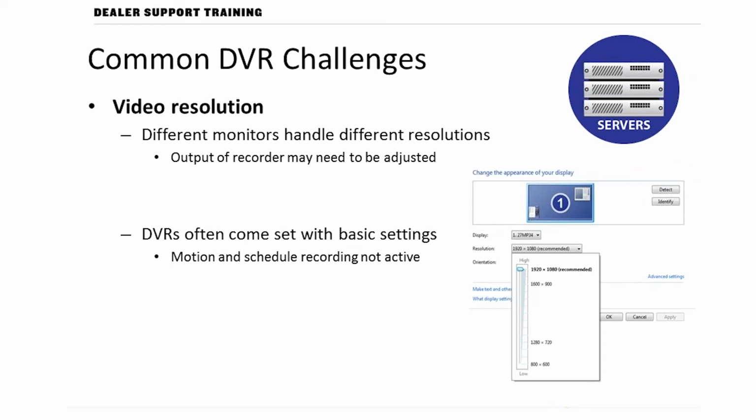Video resolution. Different monitors handle different resolutions. The output of the recorder may need to be adjusted based on the monitor that you have. DVRs often come set with basic settings. Motion and schedule recording are not active when shipped from us. Those will need to be set by you when you receive them.